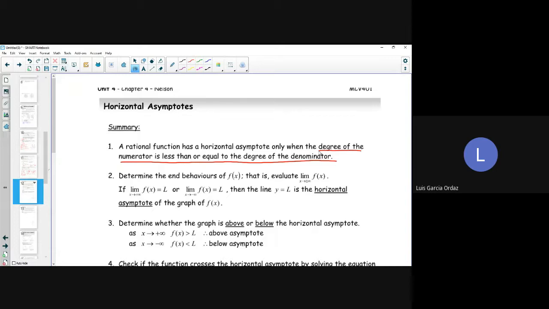So determine the end behaviors of f of x, that is, evaluate the limit as x approaches positive or negative infinity of the function. If the limit as x approaches positive infinity of f of x is equal to L, or the same thing when you approach negative infinity, then the line y is equal to L is the horizontal asymptote of the graph of f of x.